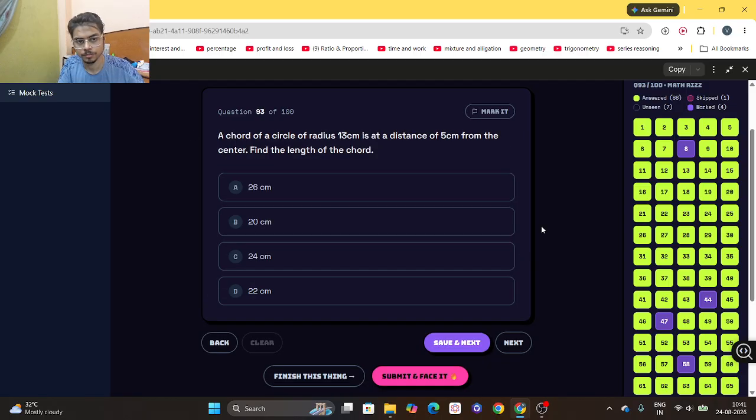Next. A chord of a circle of radius 13 centimeter is at a distance 5 centimeter from the center. 24.